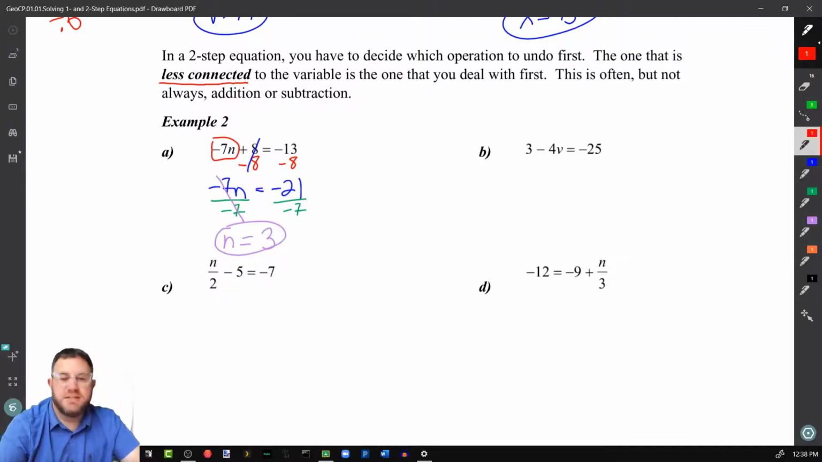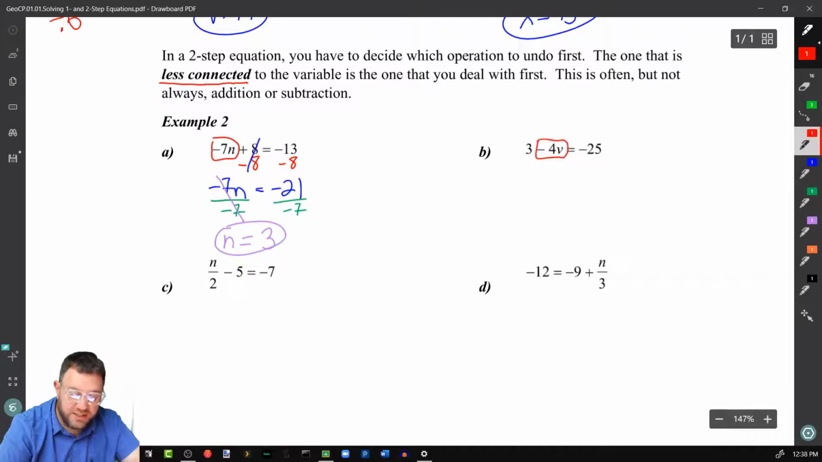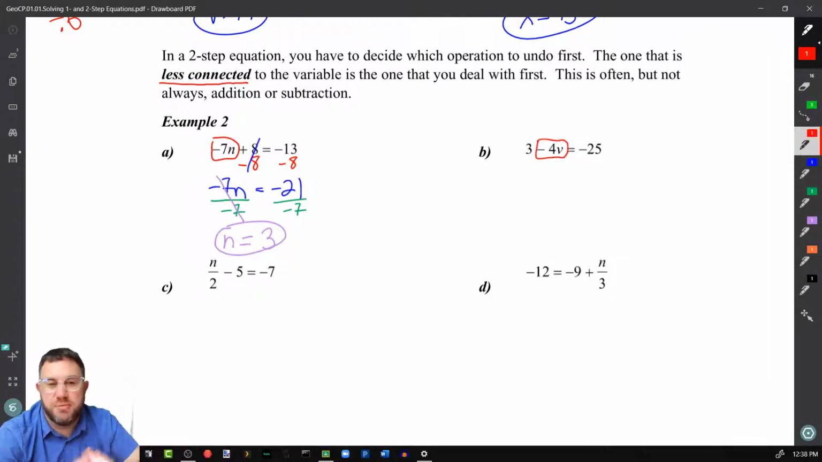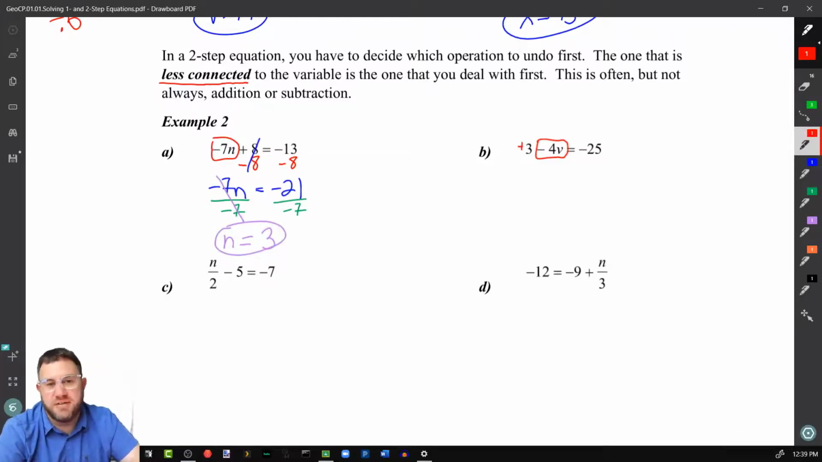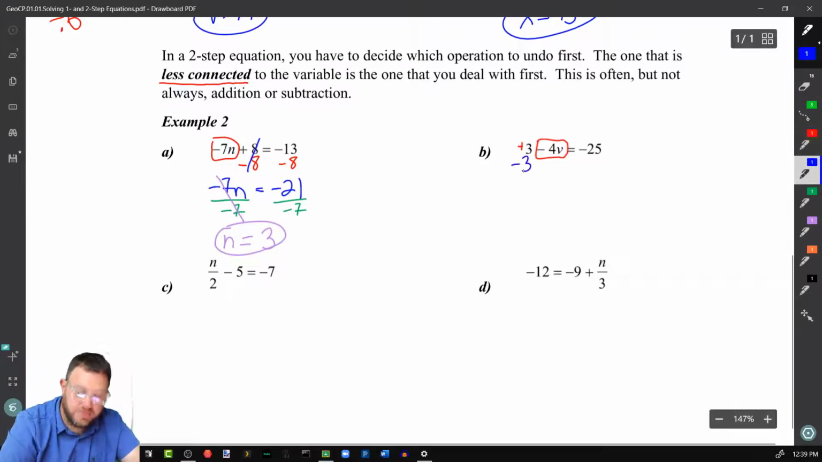Example 2b, same idea. We've got this -4v because that's where your multiplying is. That's more closely connected to your variable. So we want to get rid of the 3 first. Now remember, this is really a +3. When you have a number with no sign in front of it, no operation in front, it's really just a +3. So to get rid of that, we will subtract 3. And we want to do it to both sides.